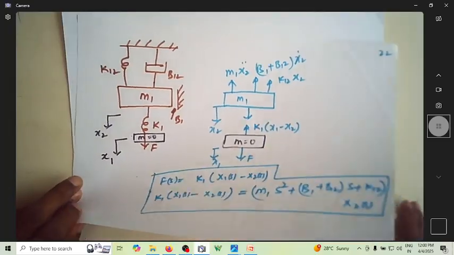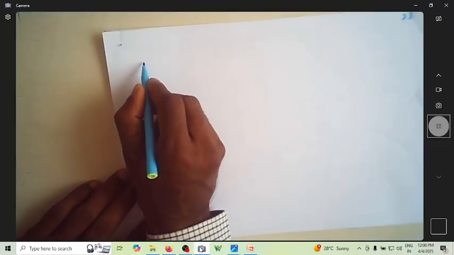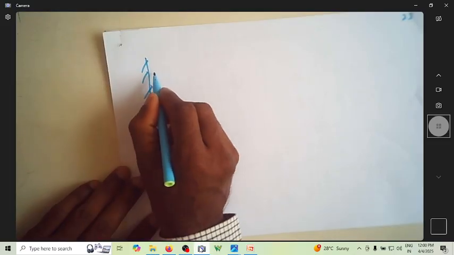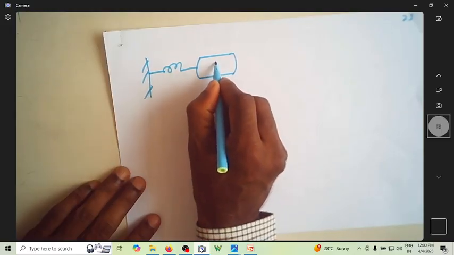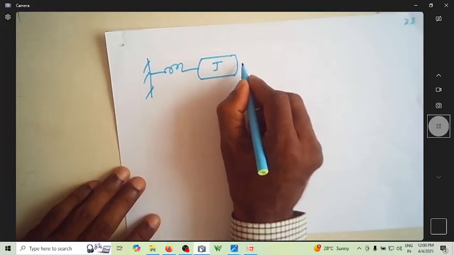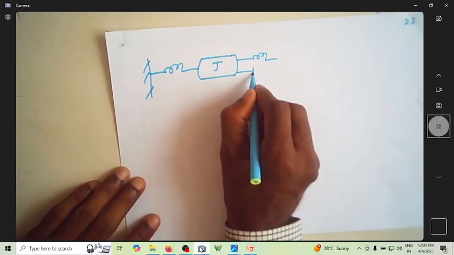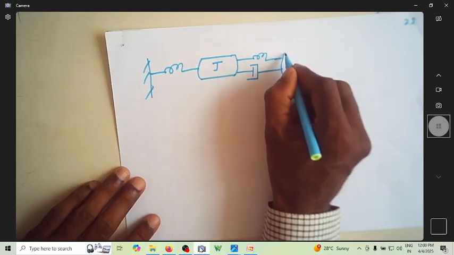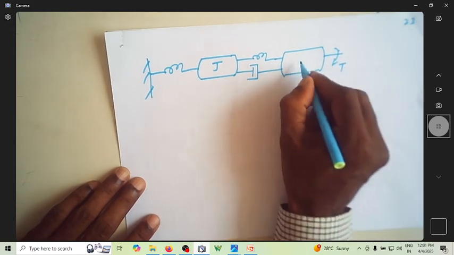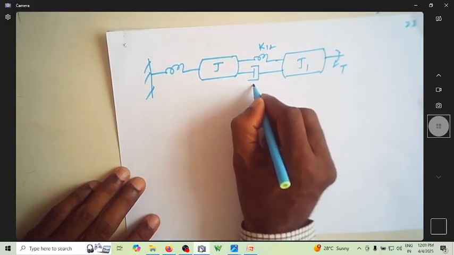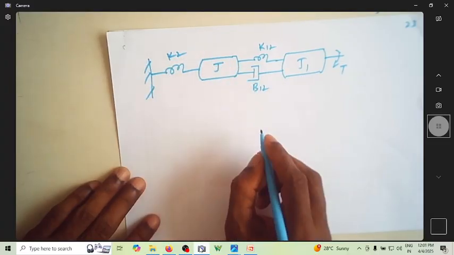Now let me try to write this for a rotational system. Let me consider a rotational system which has some spring constant and some inertia, which I'll represent as J. And you have this again, and assume that this is the torque that is applied. So let us assume that this is J1, K12, B12, and assume that this is K2.